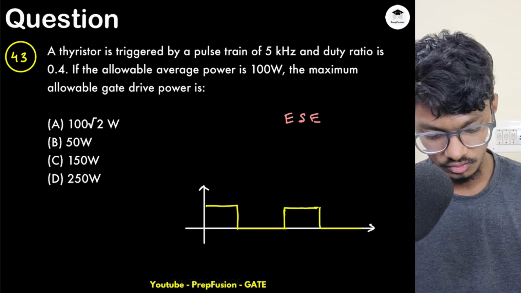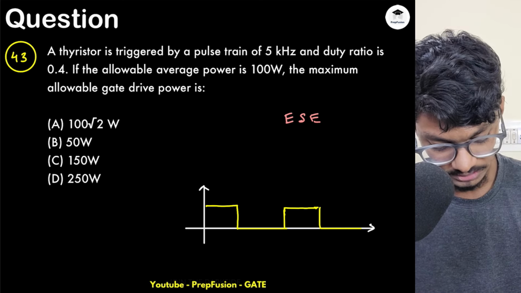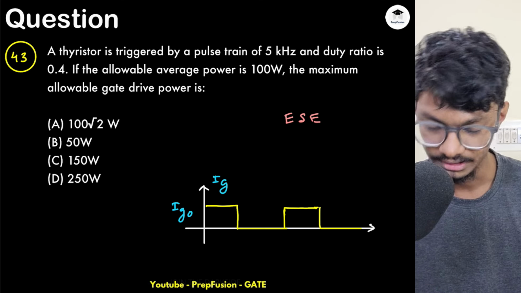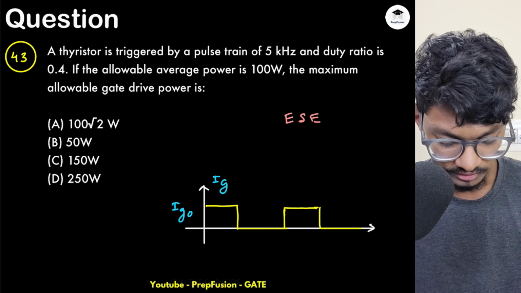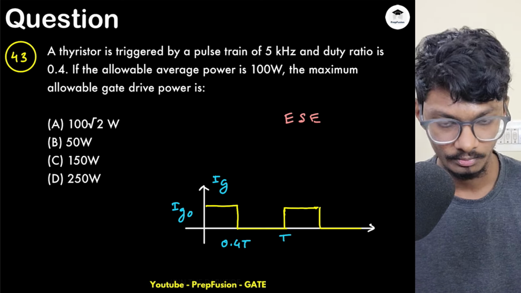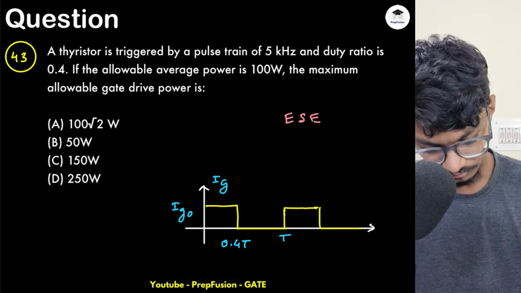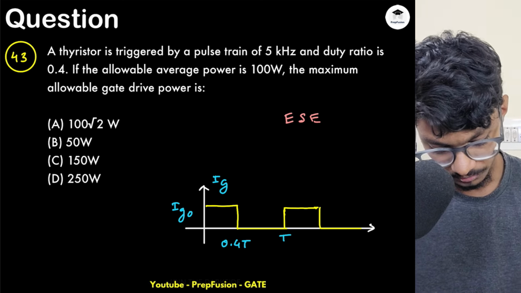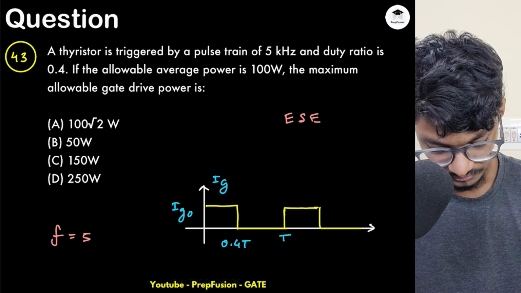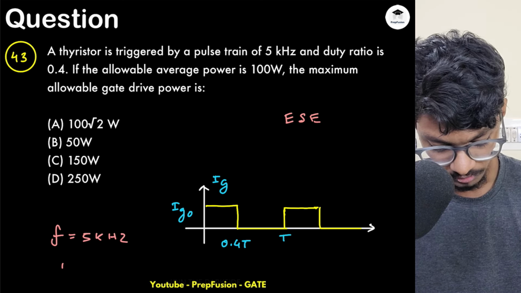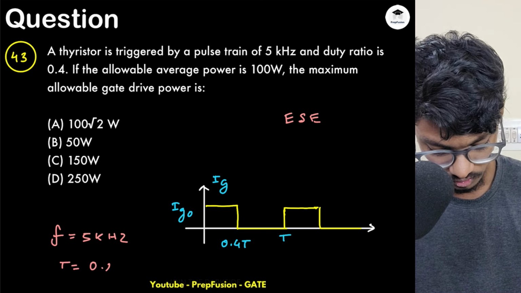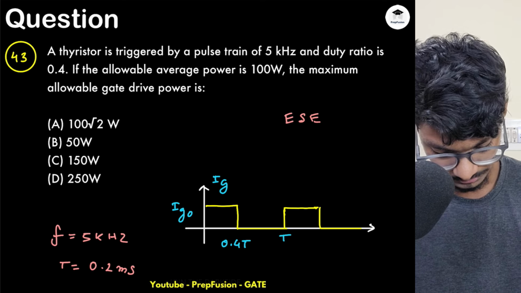Okay, so this is my IG, let's say, and this is my gate current. This is how I trigger, and duty cycle is 0.4. So this will be 0.4 T, and this will be T, right? T on by T is 0.4, and your pulse train frequency F is 5 kilohertz. So T will be 1 by F, which is 0.2 milliseconds.